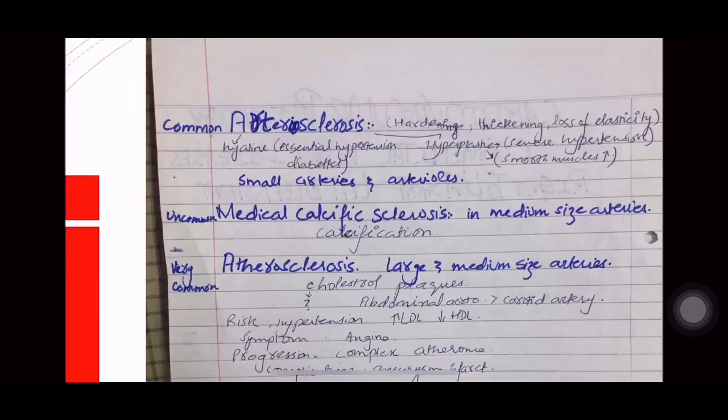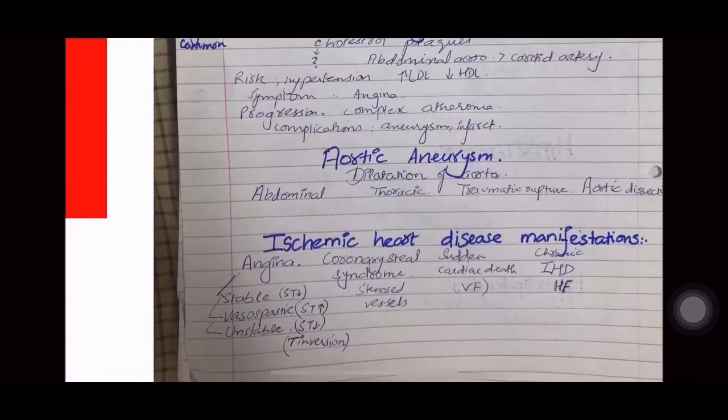Its location is abdominal aorta greater than coronary artery, greater than popliteal artery, greater than carotid artery. Risk factors are smoking, hypertension, dyslipidemia, diabetes, age, more common in men. Symptoms are angina, claudication, but can be asymptomatic. Next, we have aortic aneurysm. Aortic aneurysm is basically dilatation of aorta.